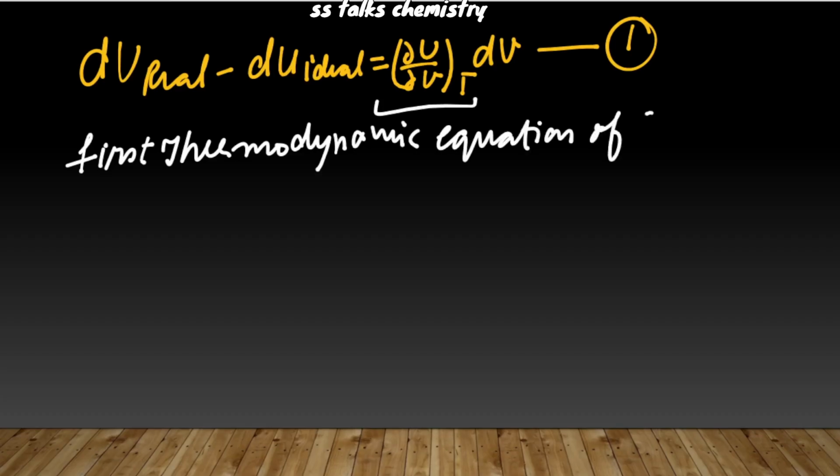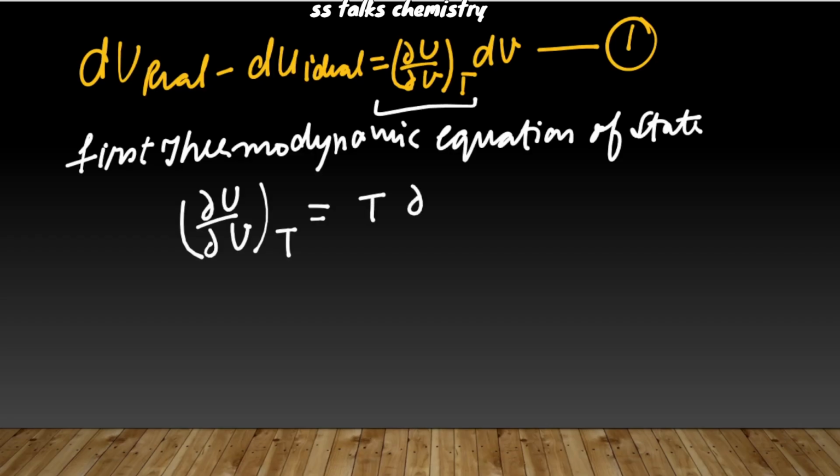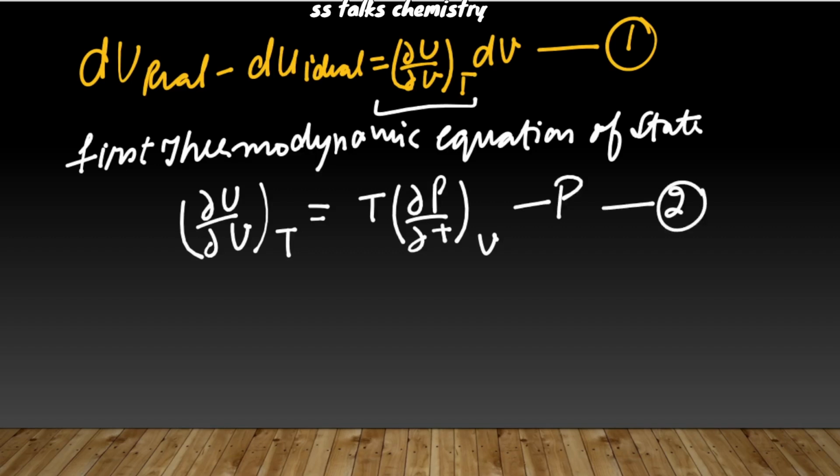From the thermodynamic equation of state, we have that (∂U/∂V) at constant temperature, which gives the value of the internal pressure, is equal to T into (∂P/∂T) at constant volume minus P. So this is equation number 2.